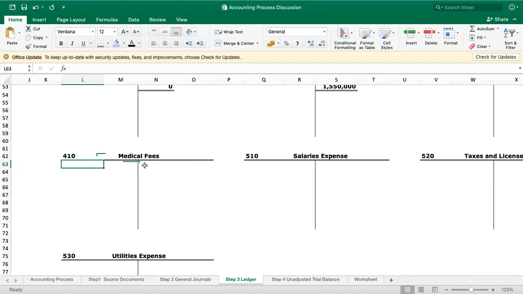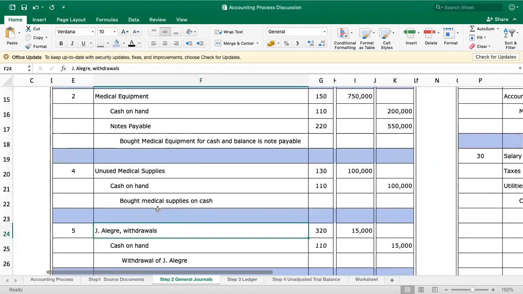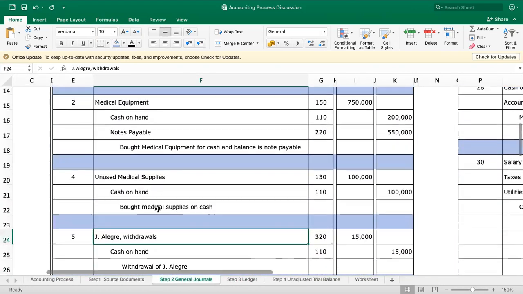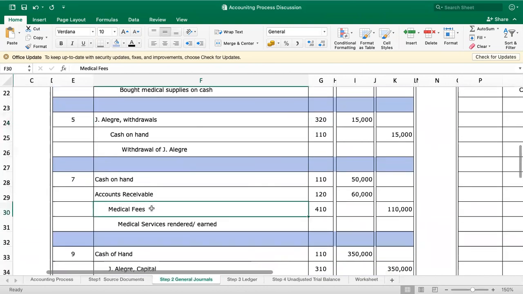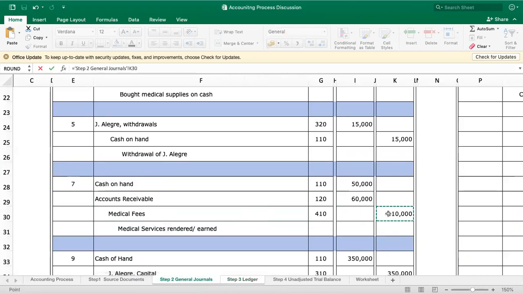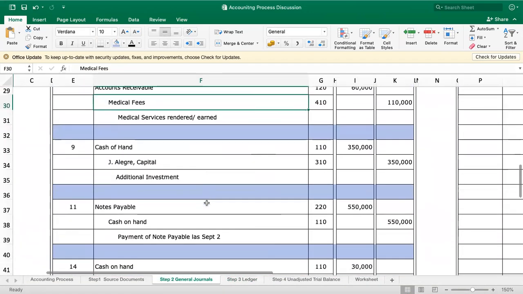So income, medical fees. Let's go back to our journal. Let's find some transactions na merong medical fees. Dito, wala. Ayan, September 7, that's medical fees, credit 110,000. Okay, so ledger natin naka-credit. That's September 7, credit, 110,000. Okay. Hanap pa tayo if there are transactions that affect our income account.